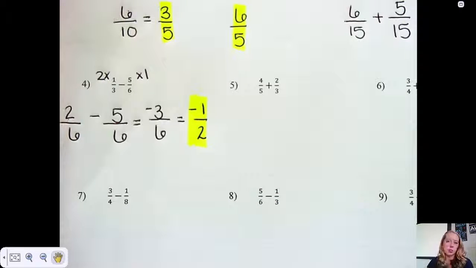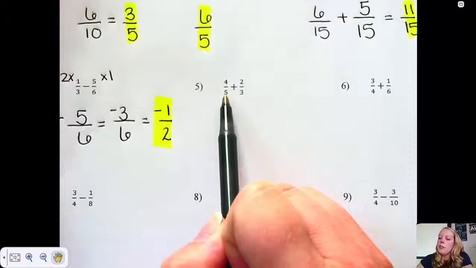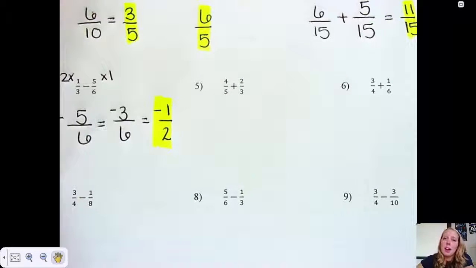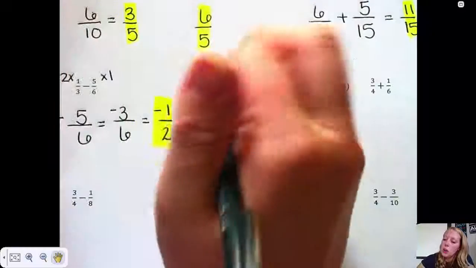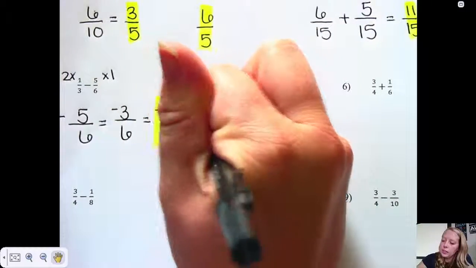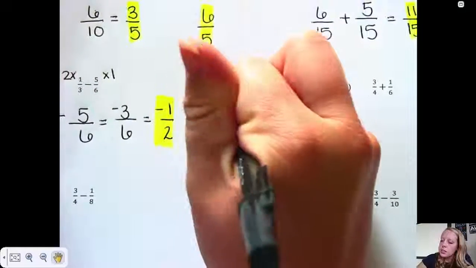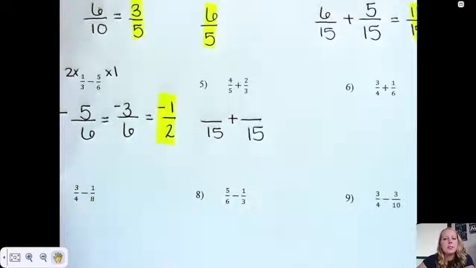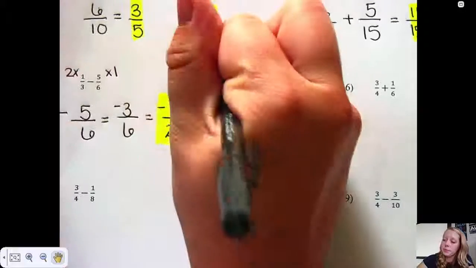I don't get confused. Okay, guys and girls, let's do one more together, and then you're going to finish these on your own. Let's look at number 5. 4/5 plus 2/3, not common denominators. What do you think it'll be? The answer is 15. So, I'll put 15 plus 15. Fill in what you think goes in the numerator for both, and then look up here and see if you agree with mine.